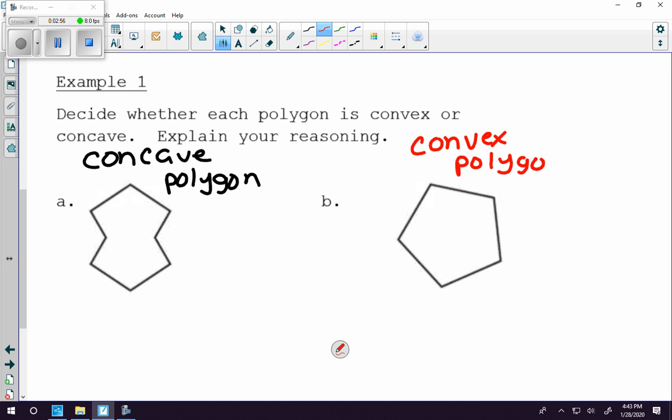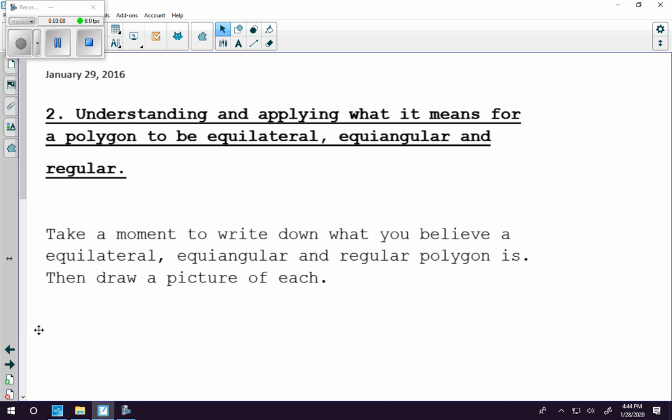Okay. Again, if you flip back on a previous page, there's a geometric professional definition. I like to spin it in terms of punching in vertices, which would make it concave. No punched in vertices, convex polygon.